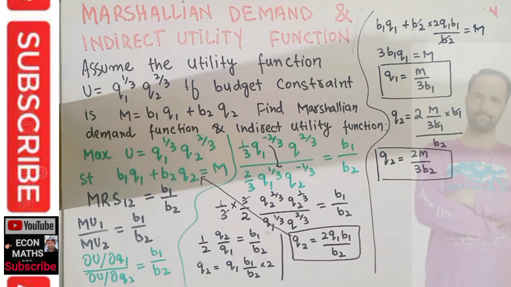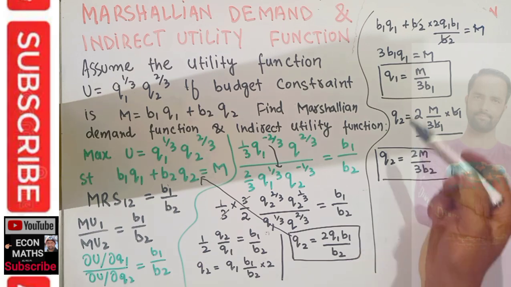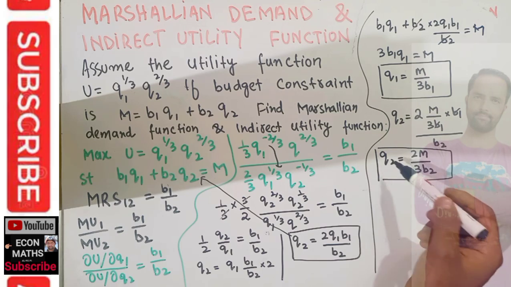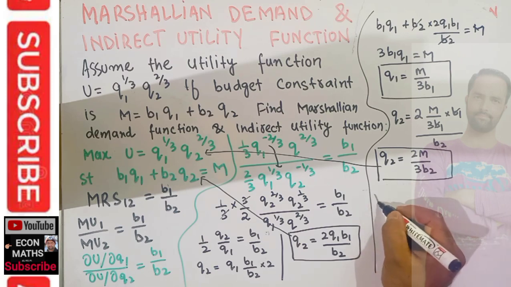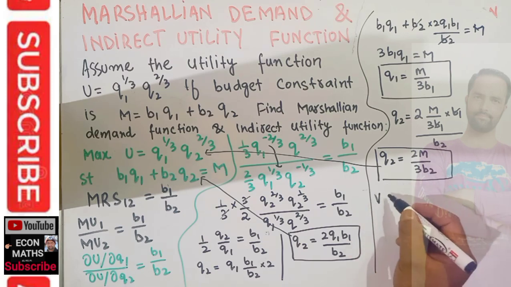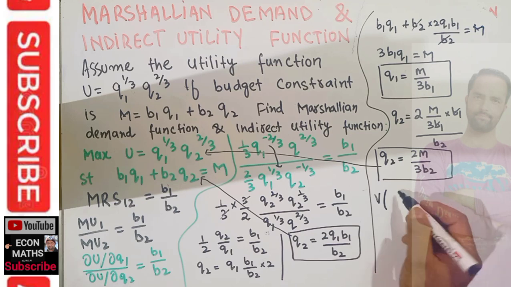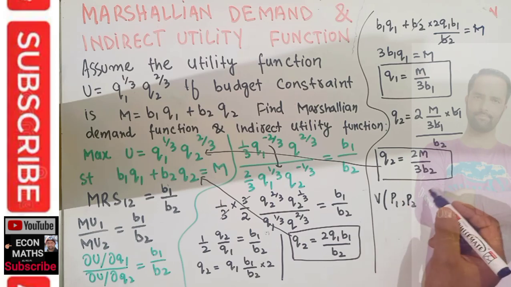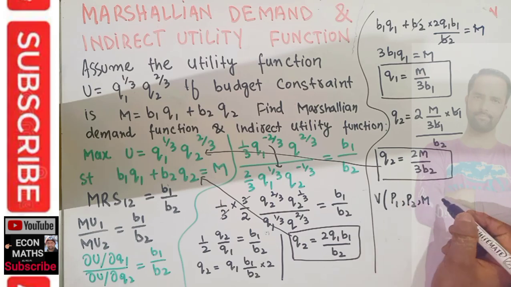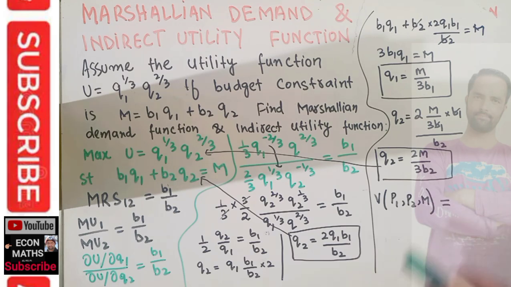Now to find out the indirect utility function, what we do here, simple thing, we plug the value of Q1 and Q2 back into our utility function. Okay, so let's denote it v. So our indirect utility function is actually a function of the price of good 1, price of good 2, and the income of the consumer.